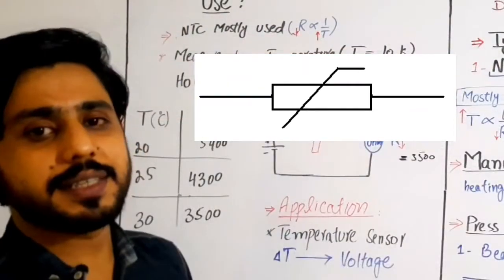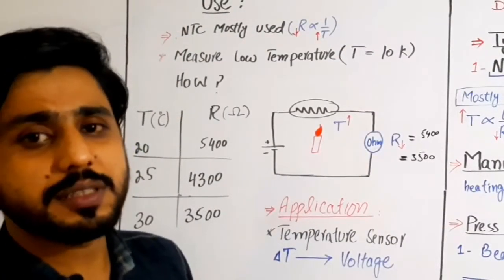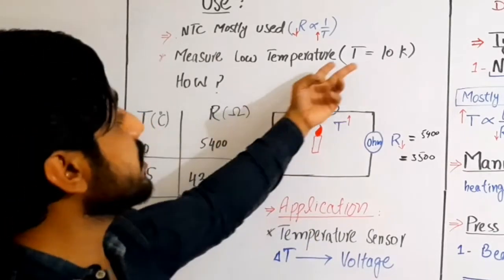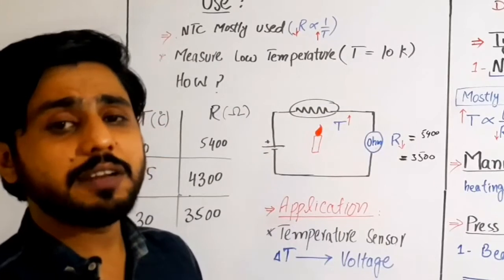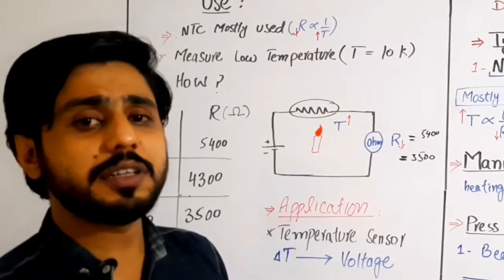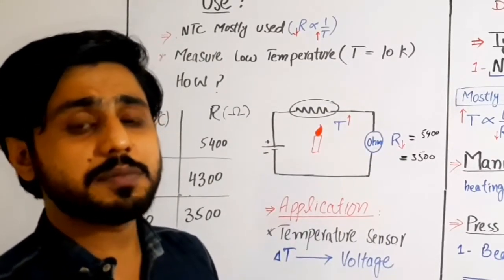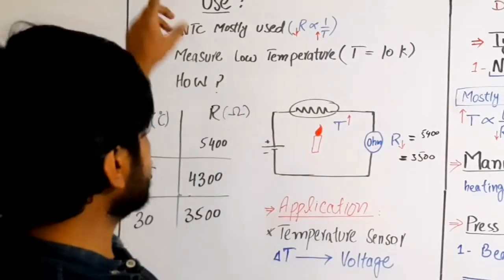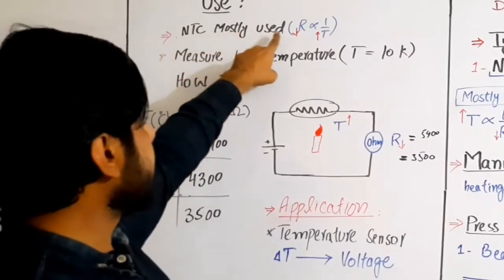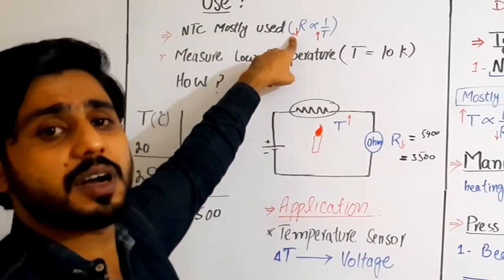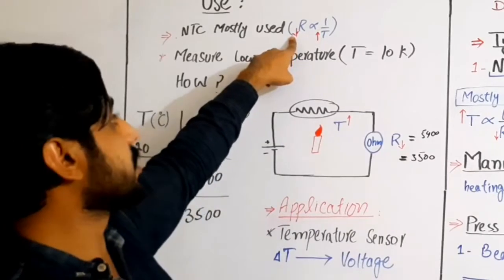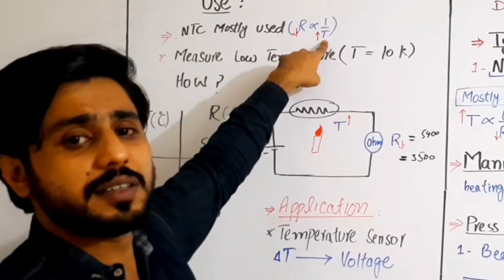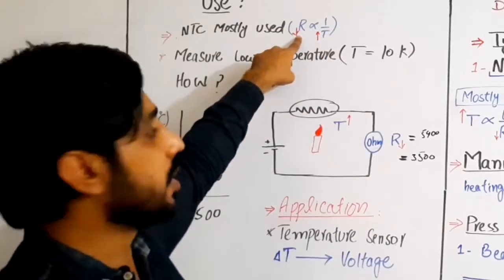Now we will discuss its uses. The first use is that it is used to measure very low temperature. The very low temperature is up to 10 Kelvin. 10 Kelvin, if we convert it into degrees Celsius, becomes minus 263 degrees Celsius, which is very low temperature. And mostly negative temperature coefficient thermistors are used to measure low temperature. Negative temperature coefficient thermistor means whenever there is an increase in temperature, there will be a decrease in resistance.